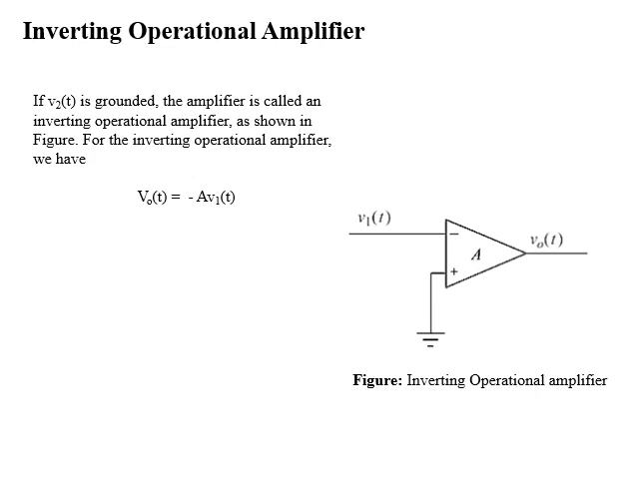In inverting operational amplifier, one of the inputs of op-amp is grounded. If you see the figure, the second input V2 of t of operational amplifier is grounded and its output relation is equal to gain of the operational amplifier A with a negative sign multiplied by V1 of t, which implies that in this case our output is out of phase with respect to input.